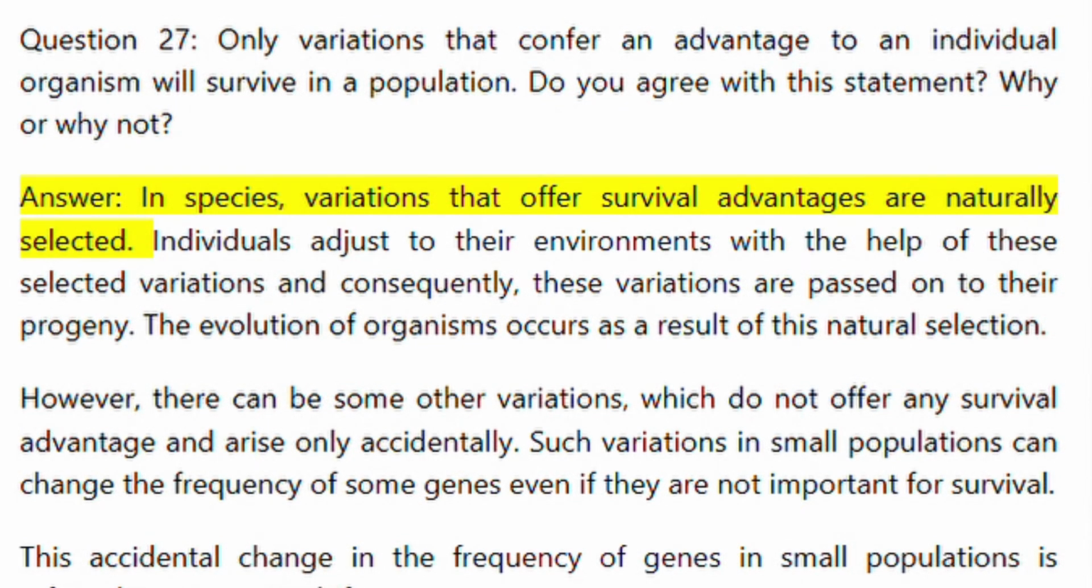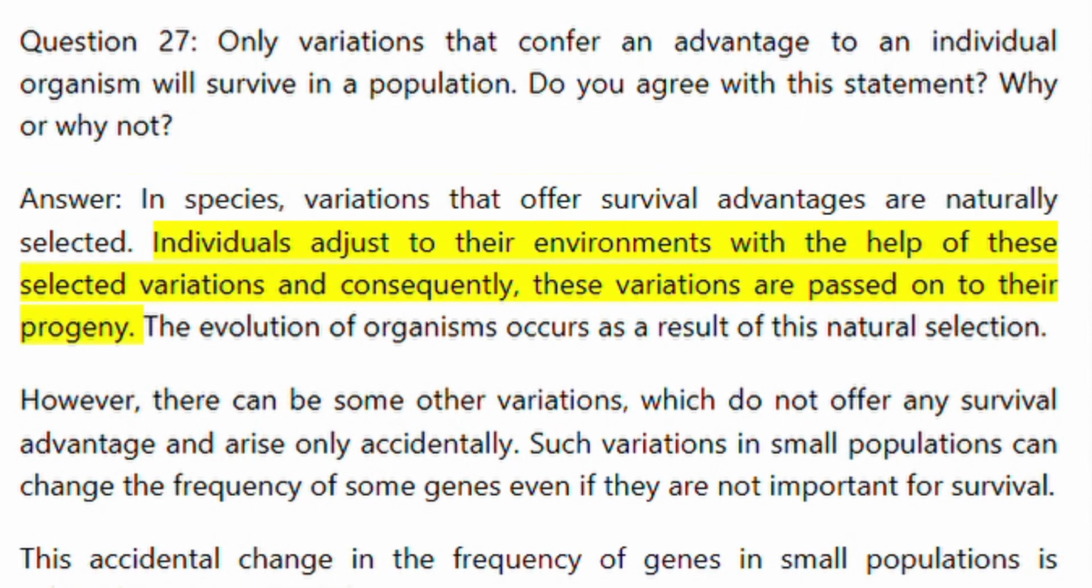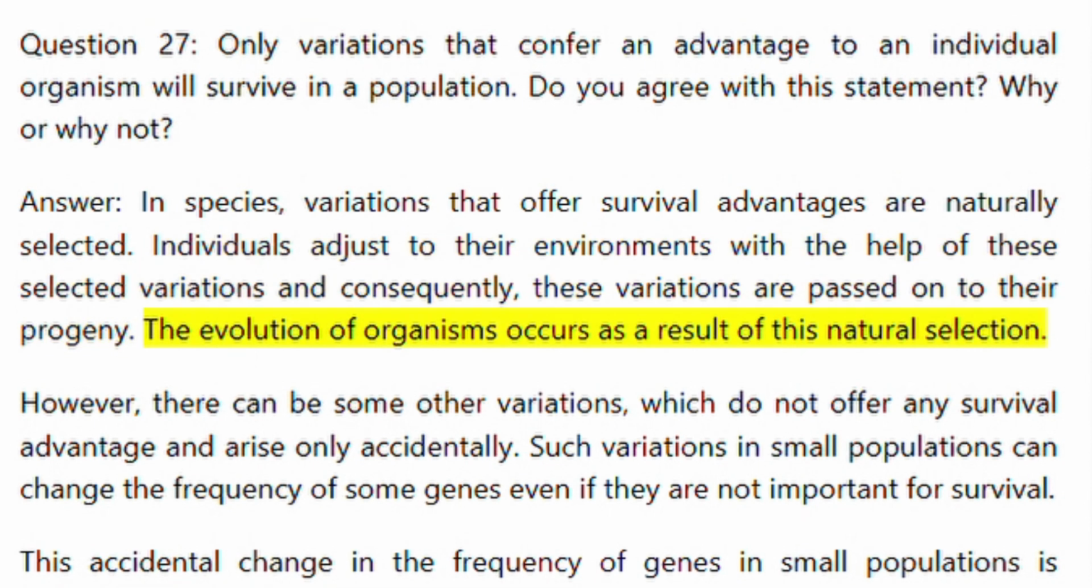Answer. In species, variations that offer survival advantages are naturally selected. Individuals adjust to their environments with the help of these selected variations, and consequently, these variations are passed on to their progeny. The evolution of organisms occurs as a result of this natural selection.